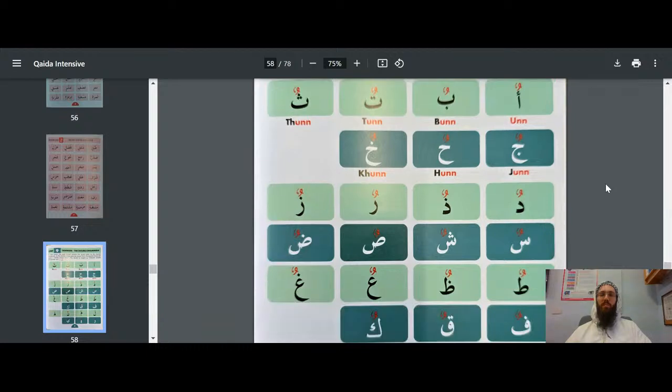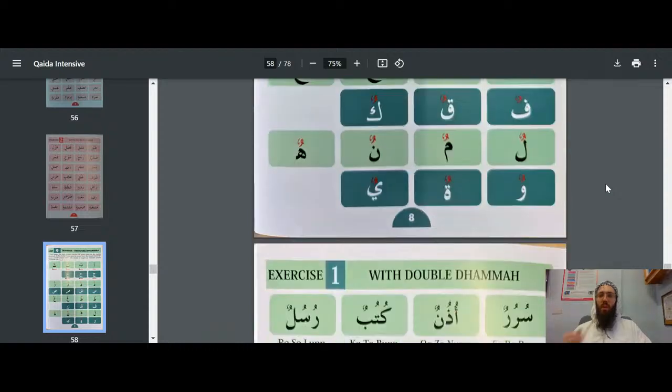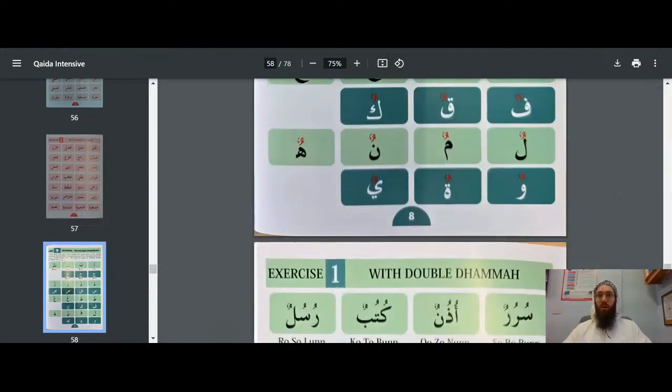Now with a dhamma. Un, bun, tun, thun, jun, hun, khun, dun, dhun, run, zun, sun, shun, sun, dun, tun, dhun, un, ghun, fun, kun, kun. Lun, mun, nun, hun, wun, tun, yun. Practice some words.